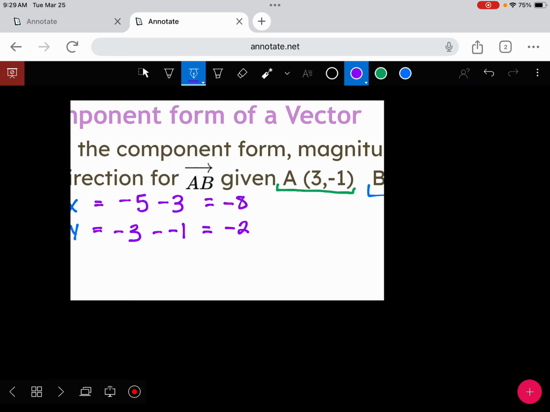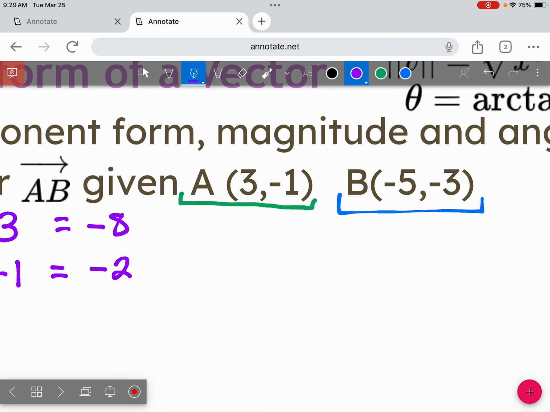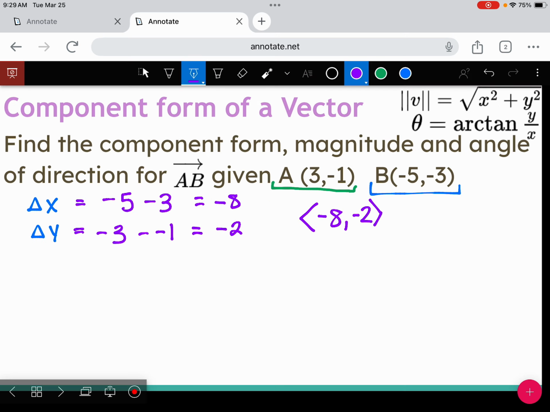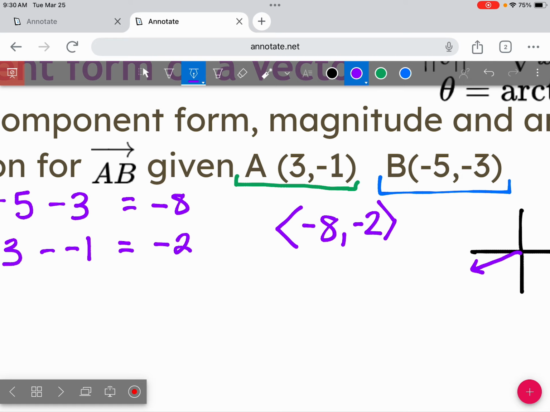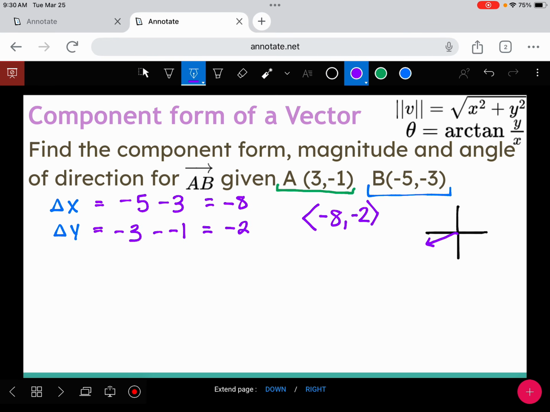-2. So our component form of our vector is going to be -8, -2. Which means if I was to try and sketch this vector, what quadrant would it be in? 3. It would be down over here somewhere. So we know we're in quadrant 3. That's going to come in handy in a minute.